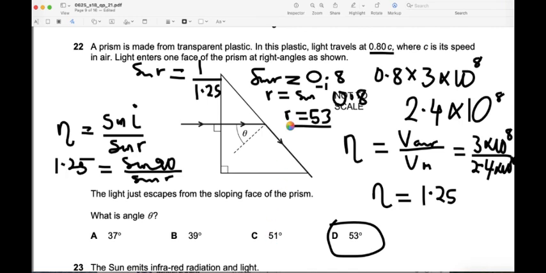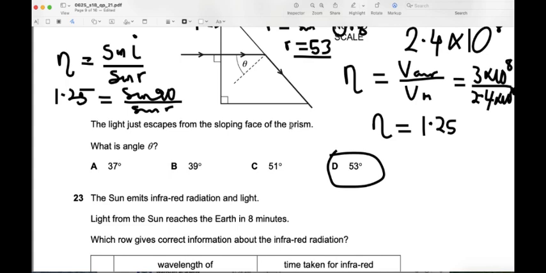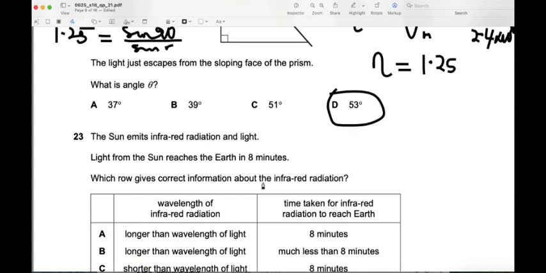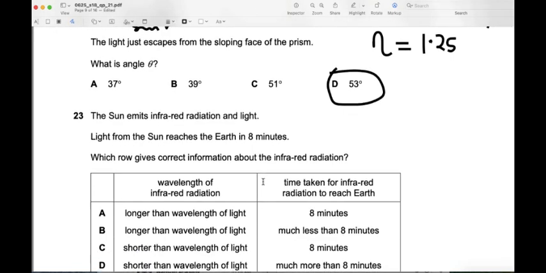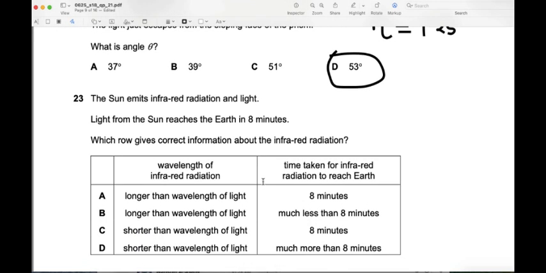So we'll move to the next question, which says that the sun emits infrared radiation and light, and the light from the sun reaches the earth in 8 minutes. Which row gives the correct information about the infrared radiation?